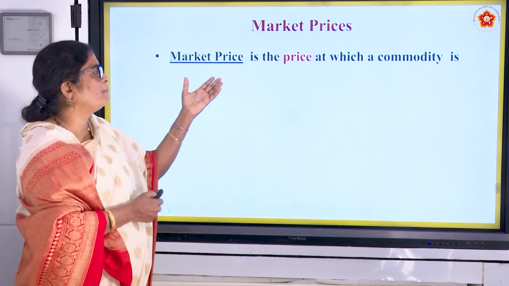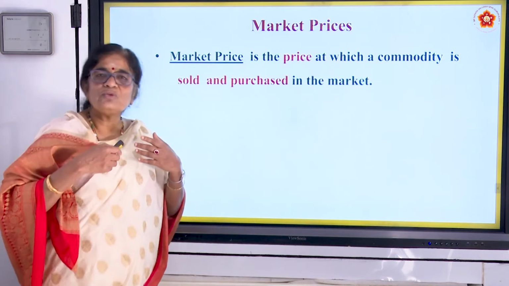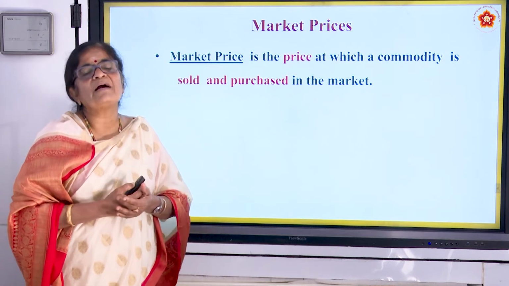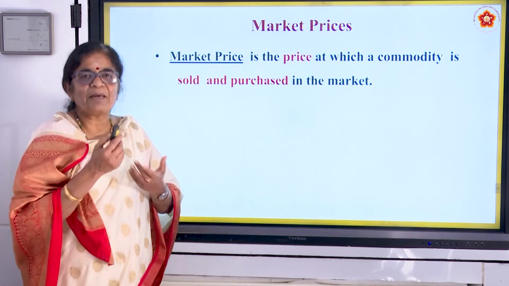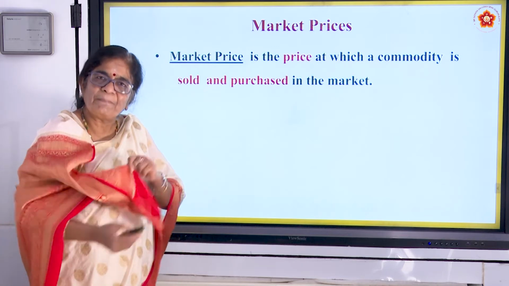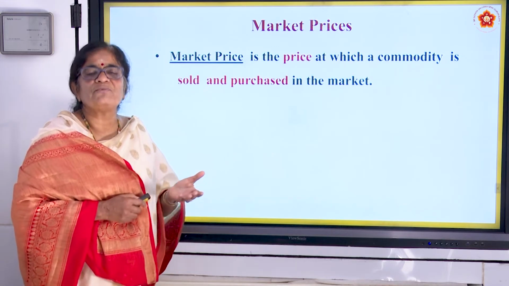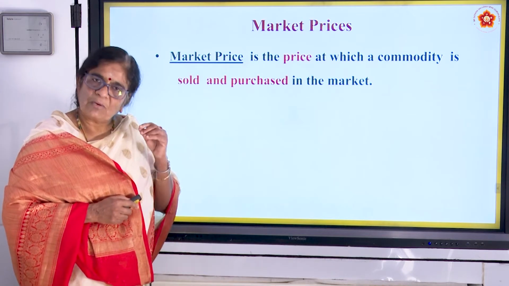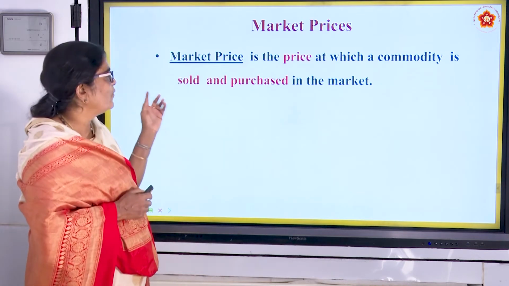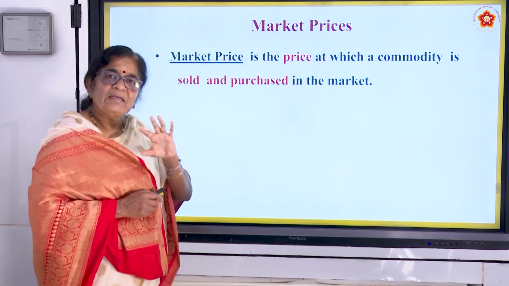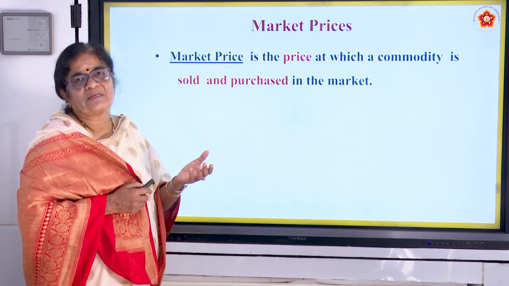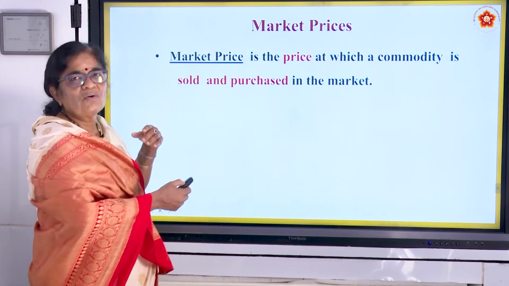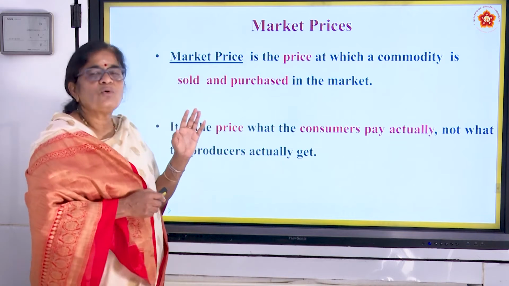Market price is the price at which a commodity is sold or purchased. Whatever we are paying to buy an item is market price. For example, I'm buying a sari. When I buy a sari, I pay a price of 1,500. This 1,500 not only includes the factor cost, but also the taxes. Therefore, the market price is the price which is paid by the consumer while purchasing or selling, and it is the price consumers actually pay.